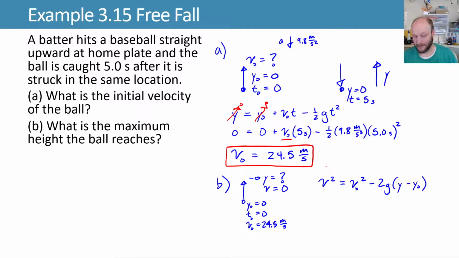We can plug in the stuff that we're trying to find. And actually, I misspoke. This final velocity is not what we want. This we know, it's 0. What we want to find is my final position. My initial position is 0. We can solve this for my final position.